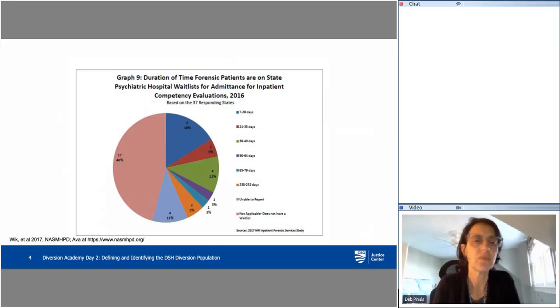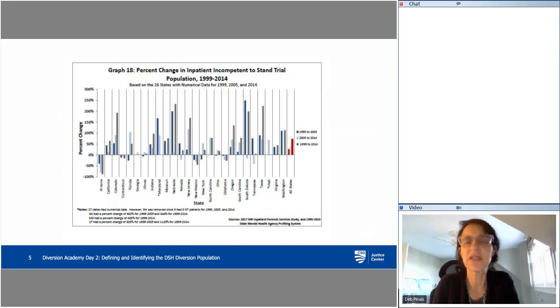This is a depiction that comes from NASHBID and the NASHBID Research Institute that shows that people across the country are waiting days and days, sometimes months, and in some cases more than a year, to access inpatient services once their competency has been raised. Next slide. This slide looks in a different direction at the same problem: if you look at state hospital populations around the United States, the percentage of people occupying beds because of a finding of incompetence to stand trial has increased.